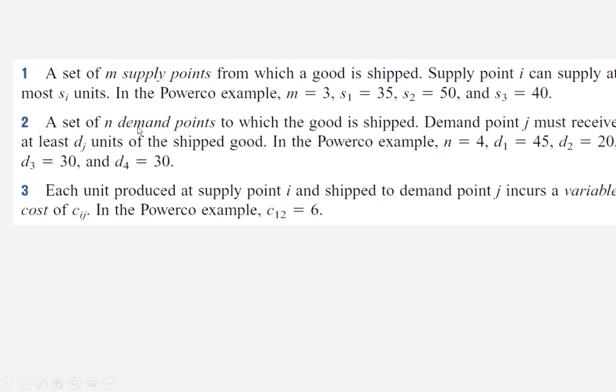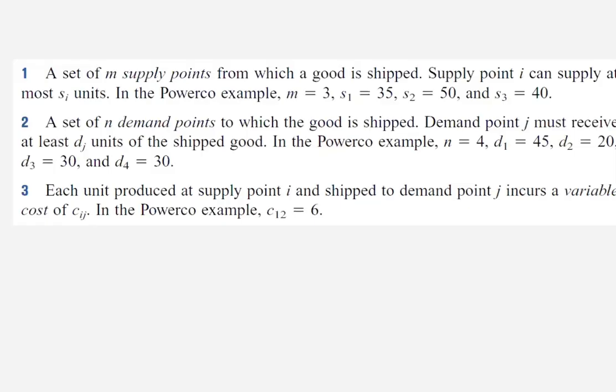And then we have a set of N demand points to which the good is shipped. Demand point J must receive at least D sub J units. In this example, we just saw N was 4 because we had 4 demand points. Note that M and N are not necessarily the same. Demand of point 1, node 1 was 45 and so forth.